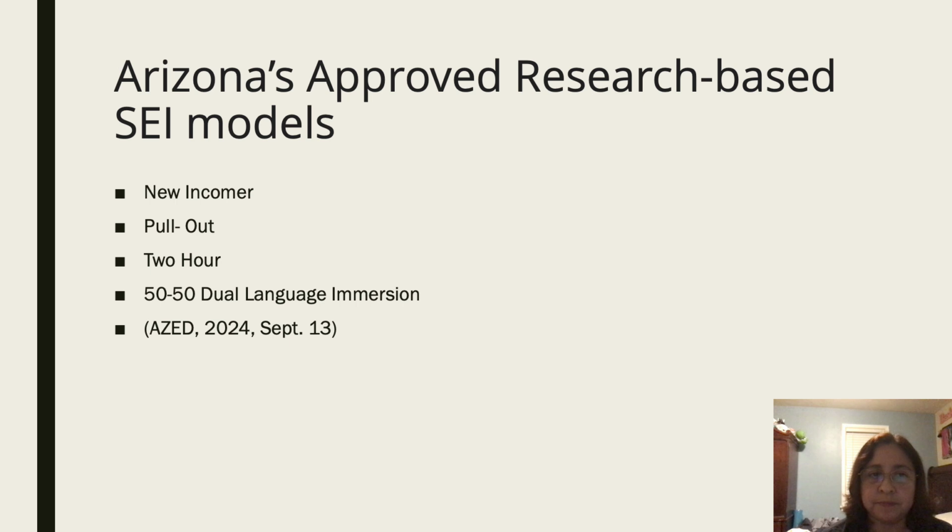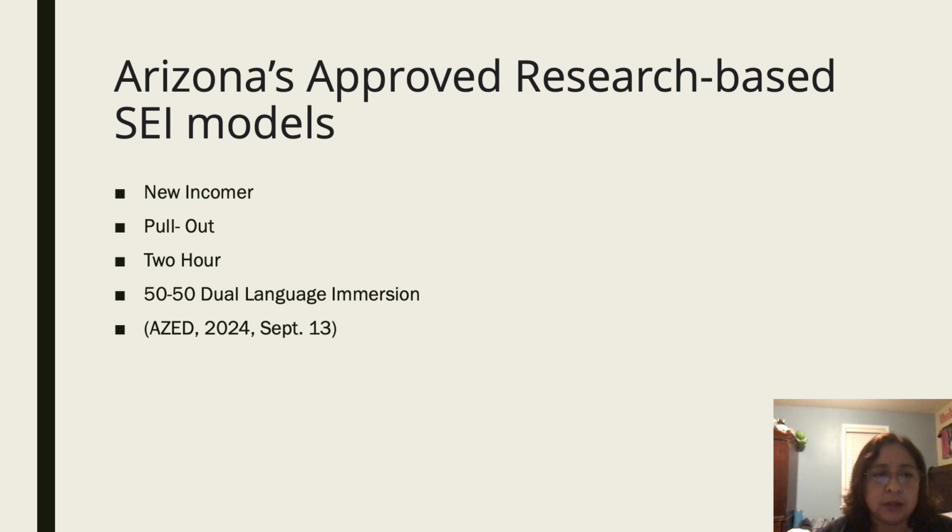There are four models that Arizona uses. The new incomer model is when a student just came to the United States. They have been studying English for less than 2 years. For this type of student, they're going to spend 4 hours just learning the skills of the language. Then they're going to have another 2 hours of core math, science, and social studies, and they're also going to have another 2 hours of just English again.